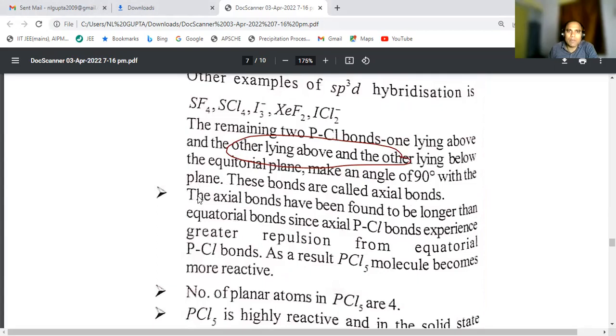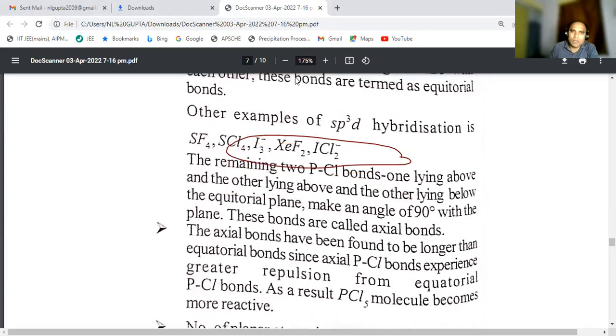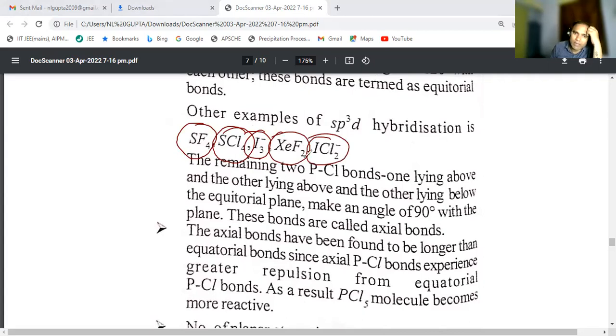Some other examples we need to keep in mind. What are the other species with this hybridization? SF4 is there, SCl4 is there, I3 minus is there, XeF2 is there, ICl2 minus is there. All of these have sp3d hybridization. If you want, I will explain any one of them. Which one should I explain? Sir, explain once.